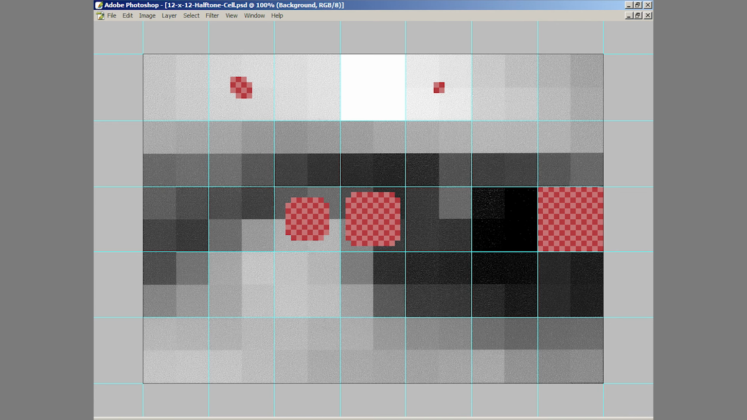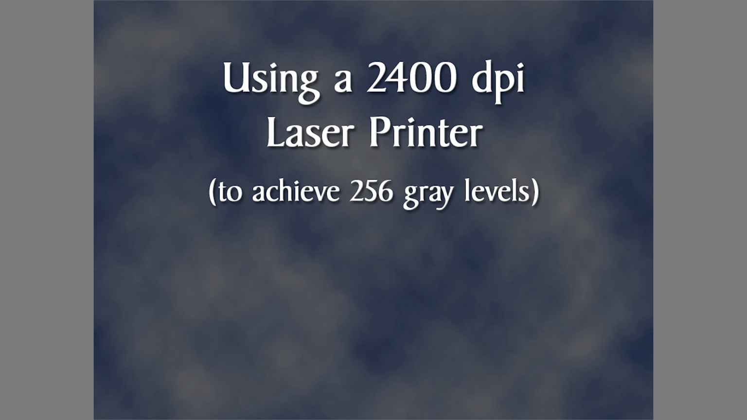Number 1, use a laser printer with a higher resolution, for example, 2400 DPI. Or, number 2, reduce the number of lines per inch being printed. In other words, use a lower screen ruling. Using a 2400 DPI laser printer.